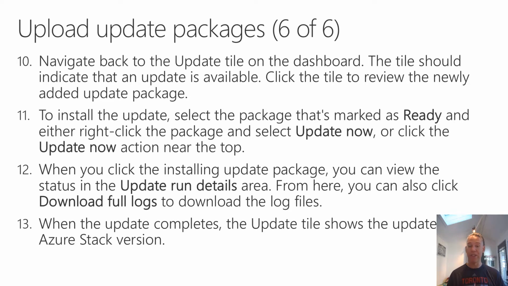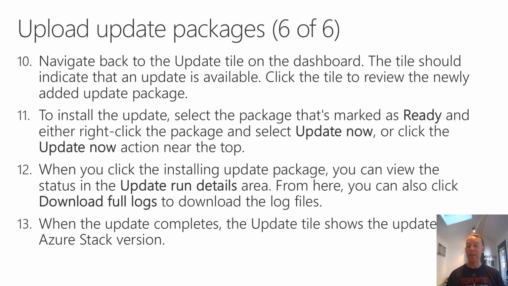You can go back to the dashboard and you'll see the update tile. It should now say that an update package is available. And then you'll follow the normal process. So all of those steps there were for a disconnected scenario. If you're connected, you're just going to see in the dashboard that an update is available because it will be talking to Azure. It will see the update, it will download it and prepare it for you.